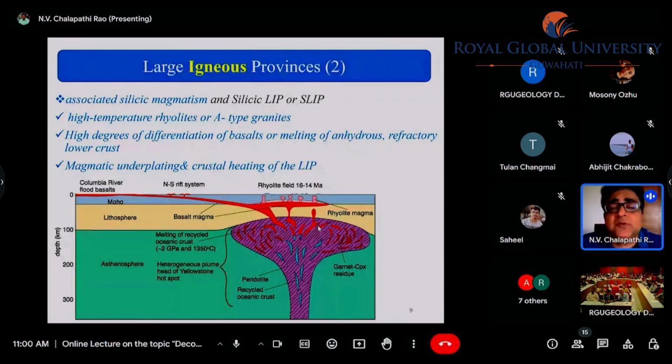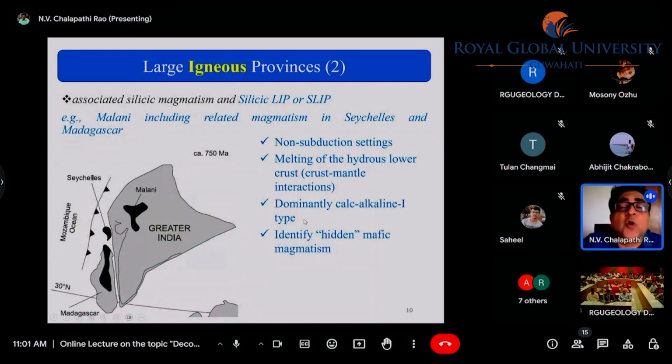The second way is, as you all know from Bowen's reaction series, a basic magma can differentiate and give rise to a silicic magma. That process can also take place. But the point is, in many of these LIPs, like in silicic LIPs, you also find basic magmas, like I talked about with the Malanis.